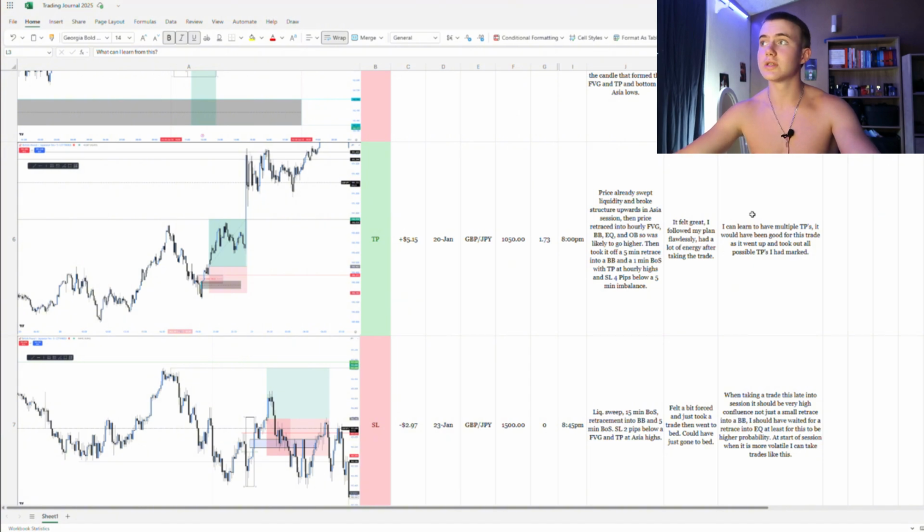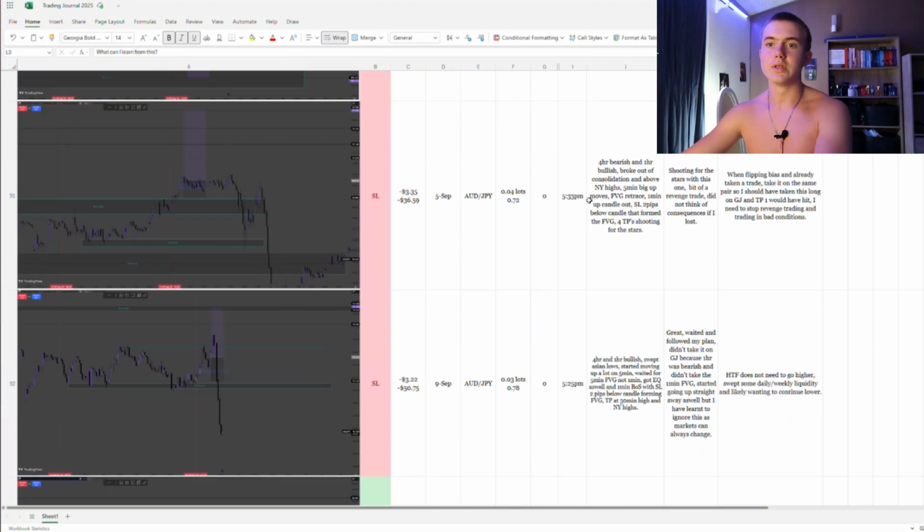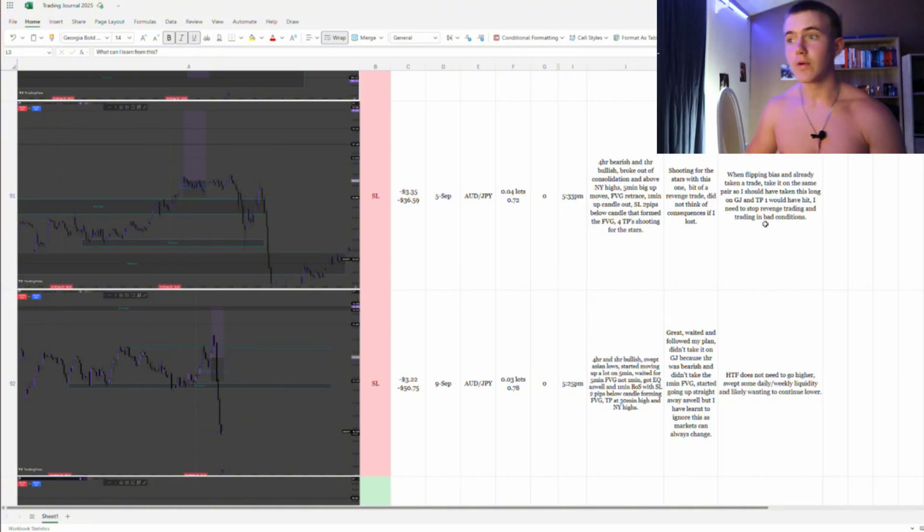So if I go down to my current, so these are my current losses. So when flipping bias and already taking a trade, take it on the same pair. So I should have taken this long on GJ and TP1 would have hit. I need to stop revenge trading and trading in bad conditions. So that's what I can learn from that trade.